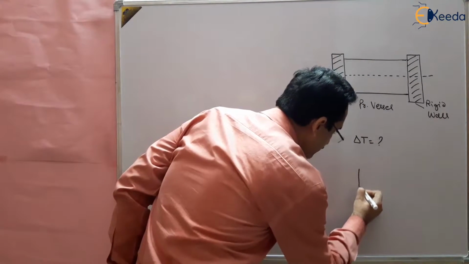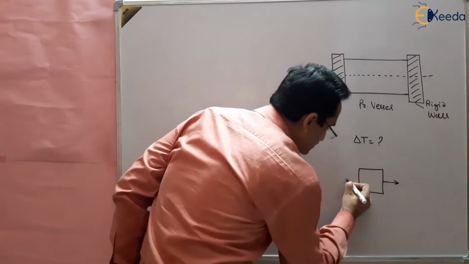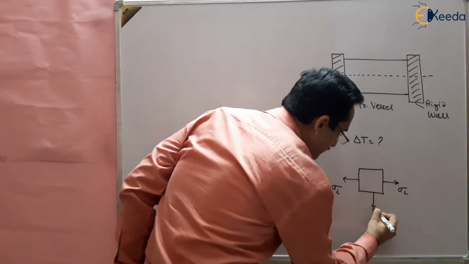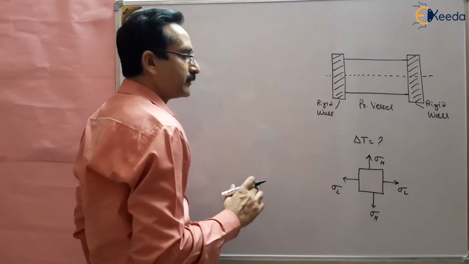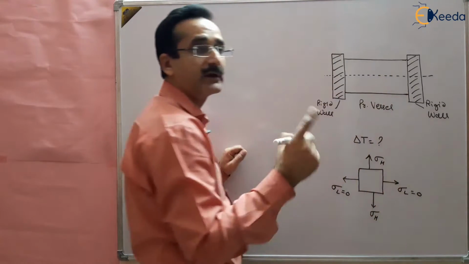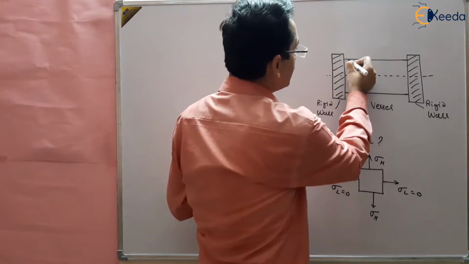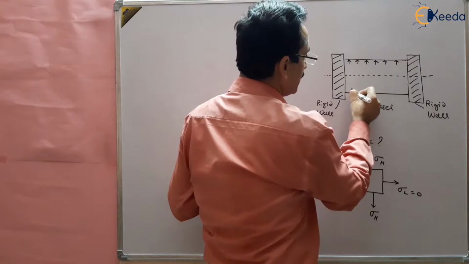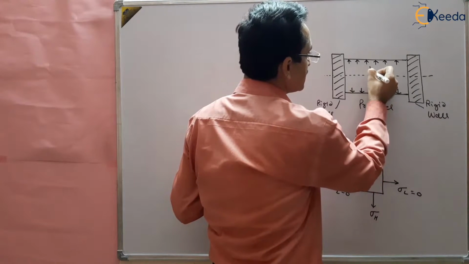We know that at any point in the pressure vessel, there are two types of stress. This is sigma L in the longitudinal direction, and this is sigma H, that is hoop stress. So sigma L is 0 because it is open, and an open pressure vessel doesn't have any longitudinal stress. When some pressure is applied, there will be only hoop stress, and there will be no longitudinal stress.